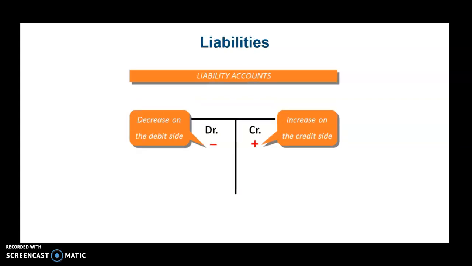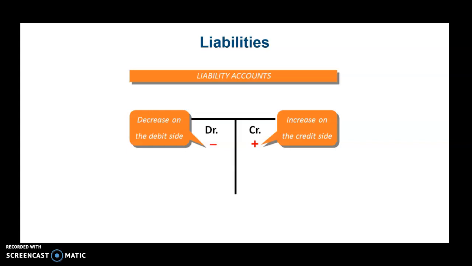Liabilities is the opposite. You look at liabilities as being the opposite because remember, assets equals liabilities plus owner's equity. So liabilities is going to increase on the credit side and decrease on the debit side.